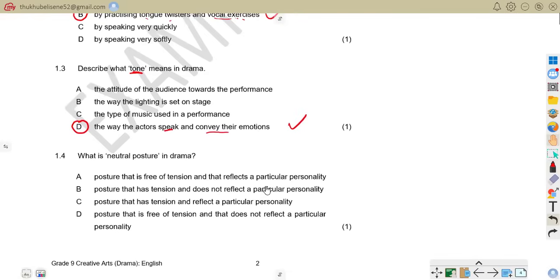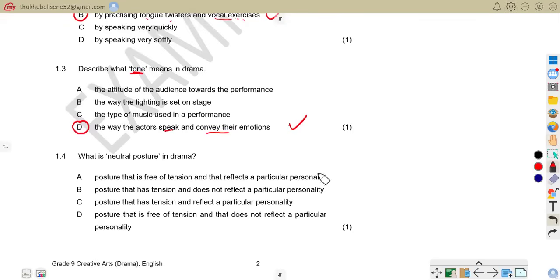Now let us move on to 1.4. What is a neutral posture in drama? For the given options, the correct answer is D. A neutral posture is a posture that is free of tension and that does not reflect a particular personality. We call it a neutral posture in drama. So that is that.